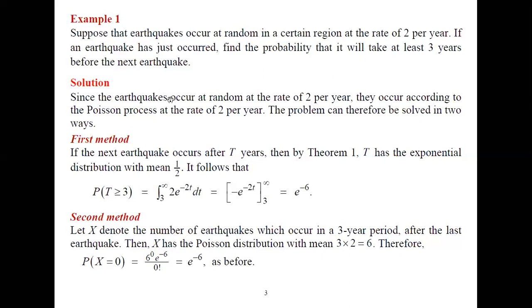So the earthquakes occur at random at the rate of 2 per year. They occur according to a Poisson process at the rate of what? 2 per year. The problem can be solved in two ways. So you have two approaches to the solution of the problem. If the next earthquake occurs after 3 years, then by theorem one, the theorem we just proved, T has an exponential distribution with mean 1 over 2.